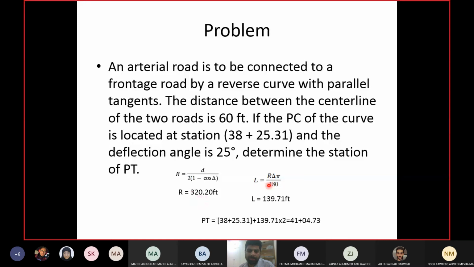You will find out the length. So length is R delta pi by 180. R is 20.2, delta is 25 degrees. L comes out to 139.71. And then you add length twice for station of PT. Okay, so let me do it here.